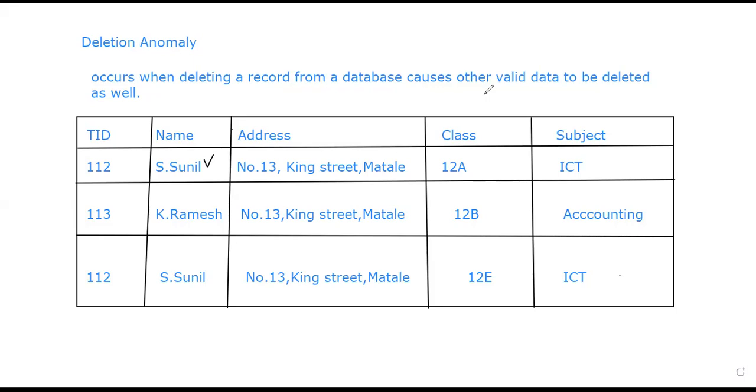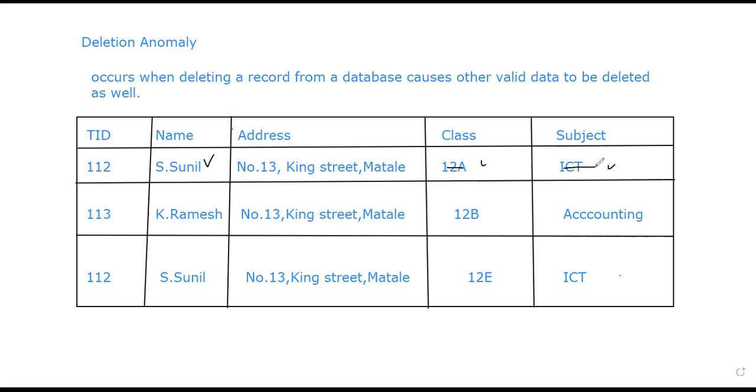So actually, why did you enter this 12A and ICT subject data? Because the teacher is teaching 12A subject, as well as 12E subject only, you entered the data, right? Now, because the teacher is not teaching any class, therefore you need to delete this 12A and ICT.